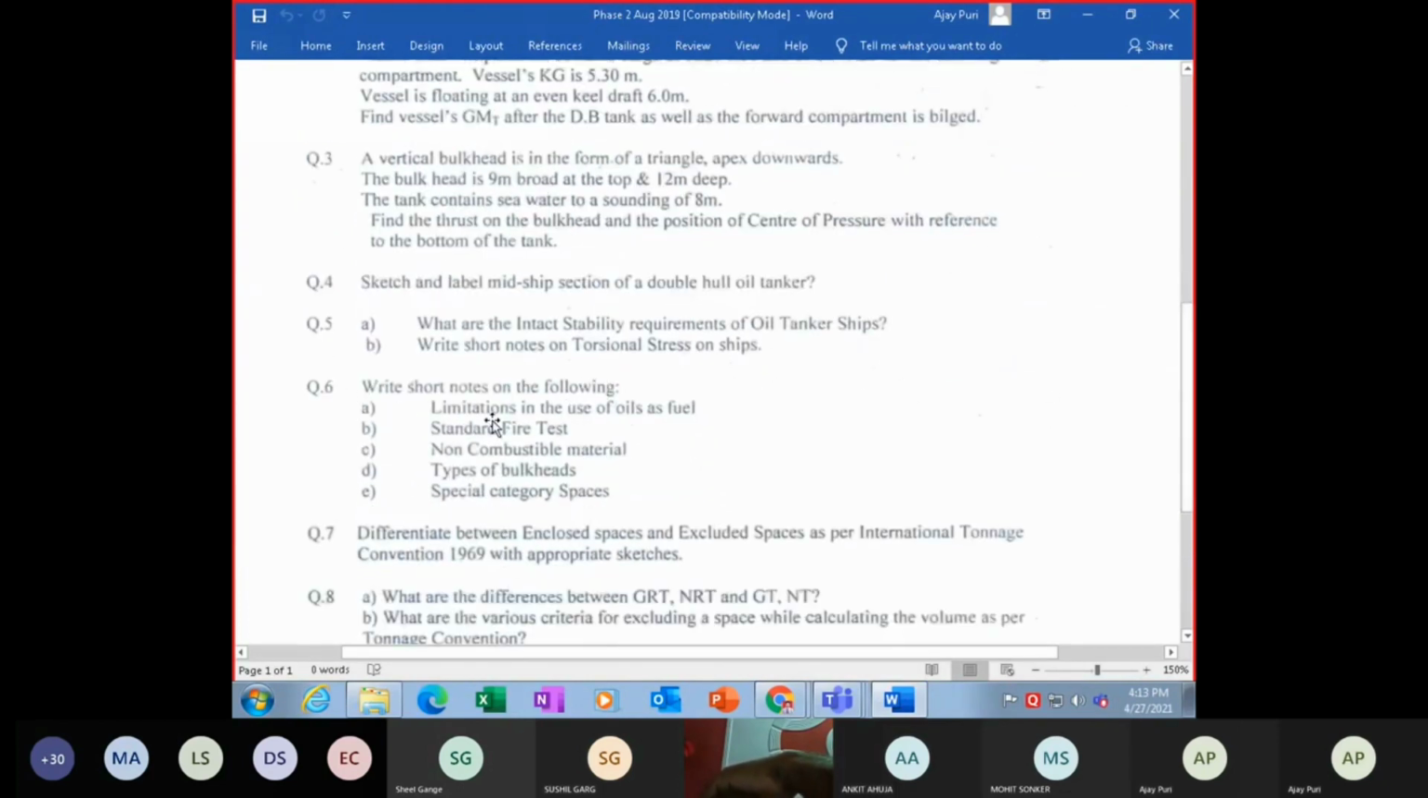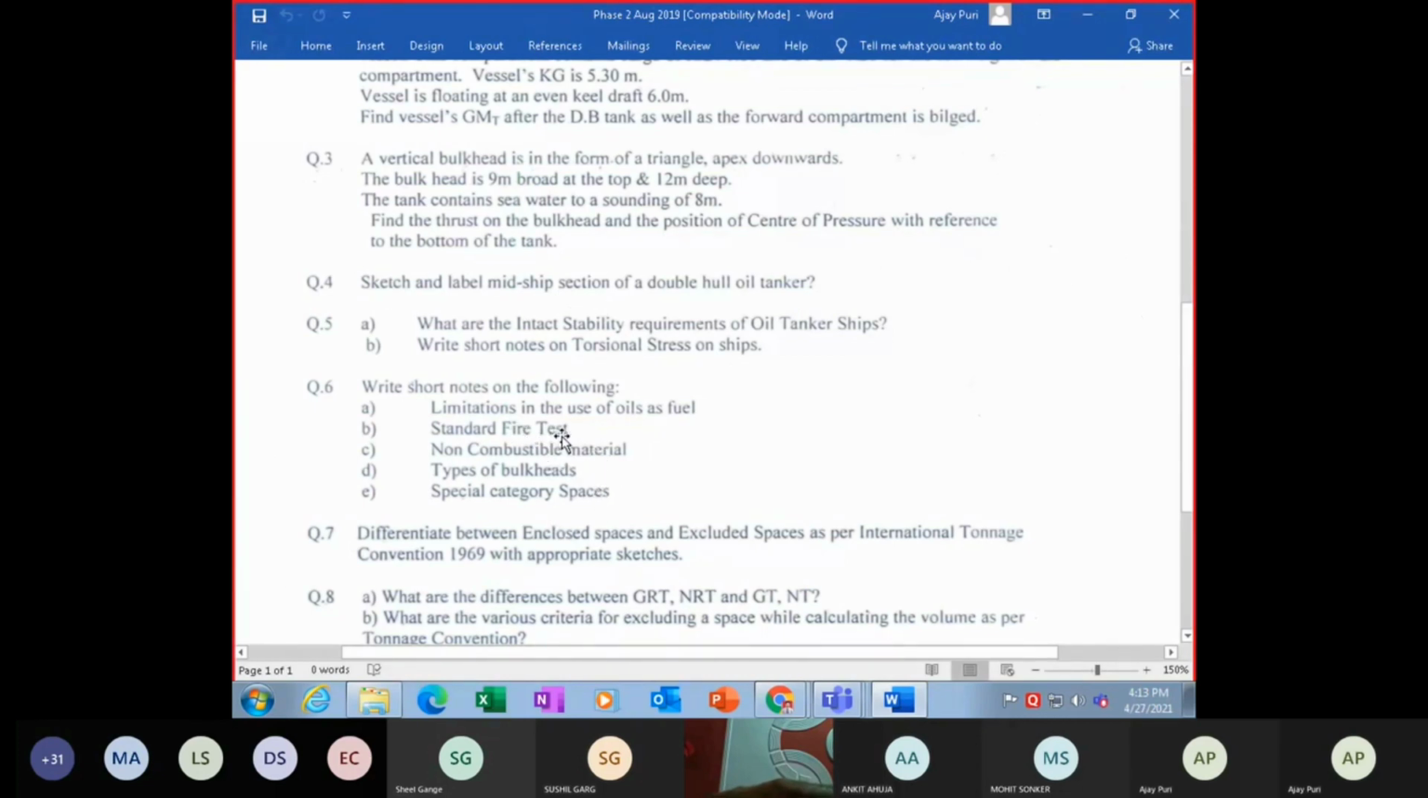Now 6A is limitation in use of oil as fuel, which you have done in engineering knowledge. Why oil as fuel? What limitations it has? It can burn. It gives off emissions. So all those limitations in use of oil, it will have free surface effect. So you can use other powers like hydrogen power or nuclear power and all. So what are the limitations in use of oil as fuel that you have to mention? Each is a 5-mark question.